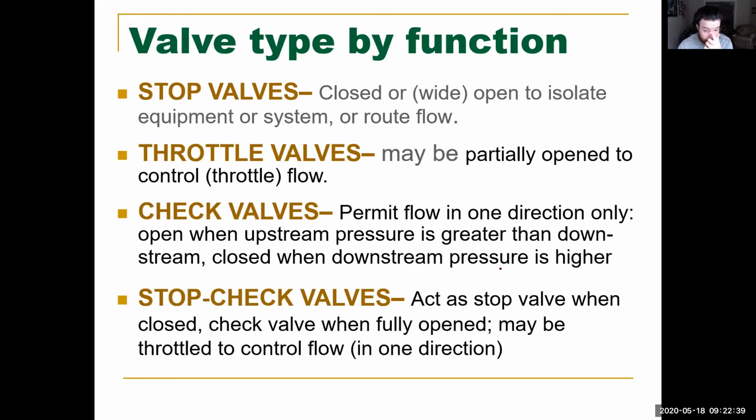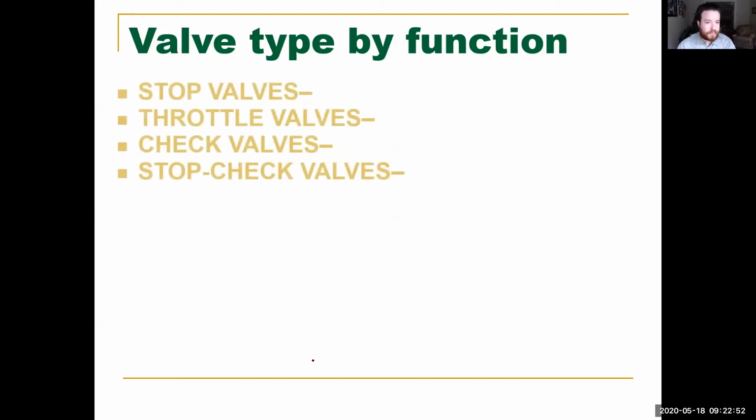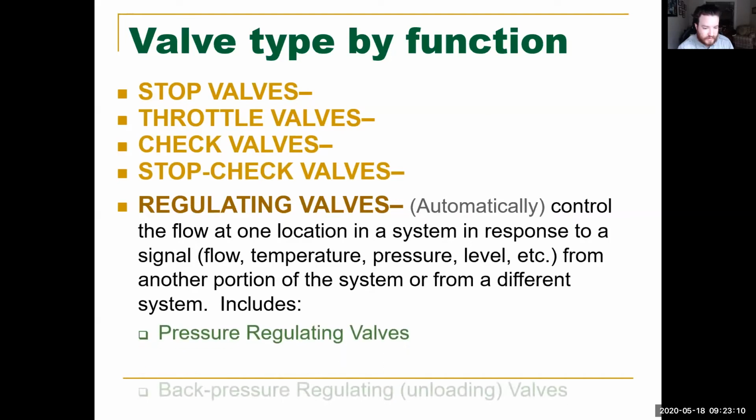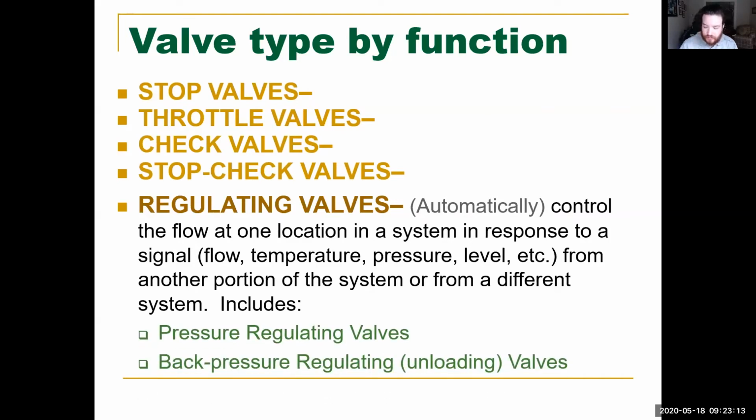And then we have stop check valves, and they act as a stop valve when closed and a check valve when fully open, may be throttled to control flow. All right. Then we have regulating valves. They automatically control the flow at one location in the system in response to a signal. That signal can be flow, temperature, pressure, level, from a portion of the system or from a different system. All right. That could include pressure regulating valves or back pressure regulating valves.